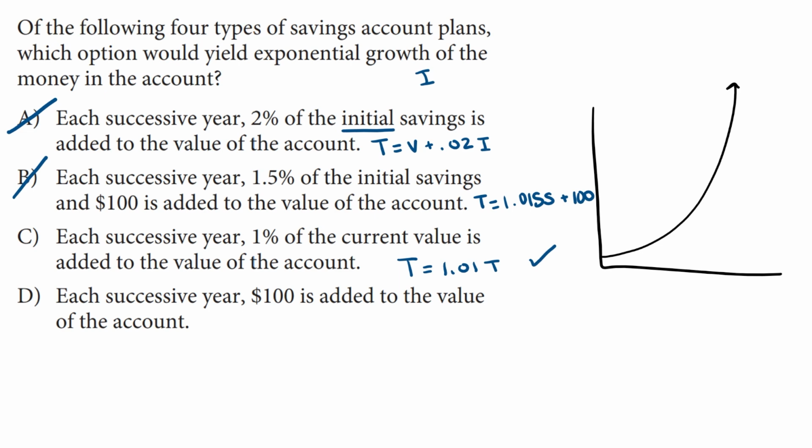D says each successive year, $100 is added to the value of the account. So this is going to be our initial plus 100. So that is definitely not going to be exponential. So our answer will be letter choice C.